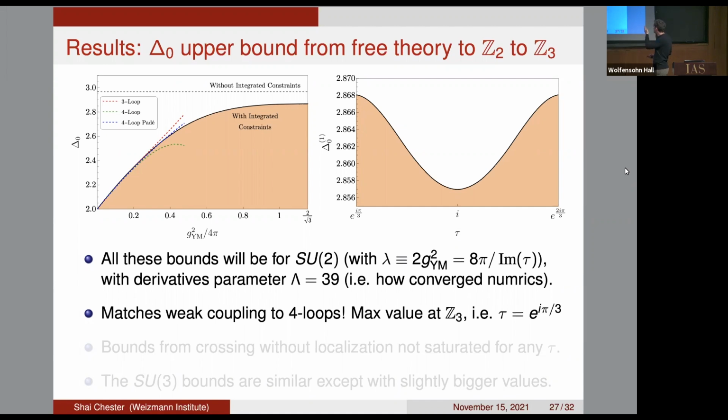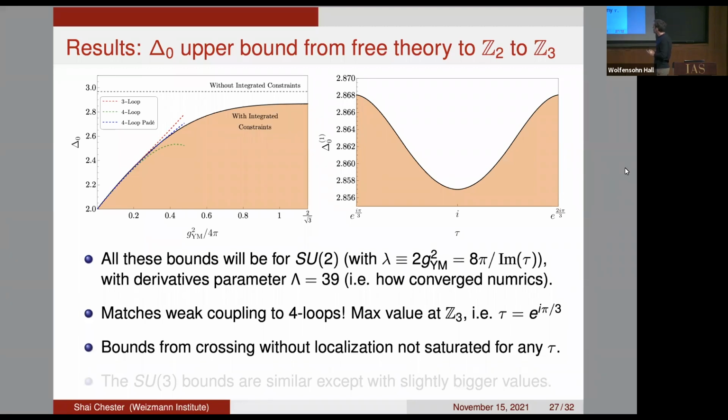Another nice thing you can see from these plots is that the maximal value of the upper bound occurs at the Z3 point, which is something you can really see by looking at the right-hand plot. The difference in dependence on tau is a little bit weak when going from the Z2 to the Z3 point. You see the y-axis is several digits. Nonetheless, you can see there's a clear maximum at the Z3 self-dual point.